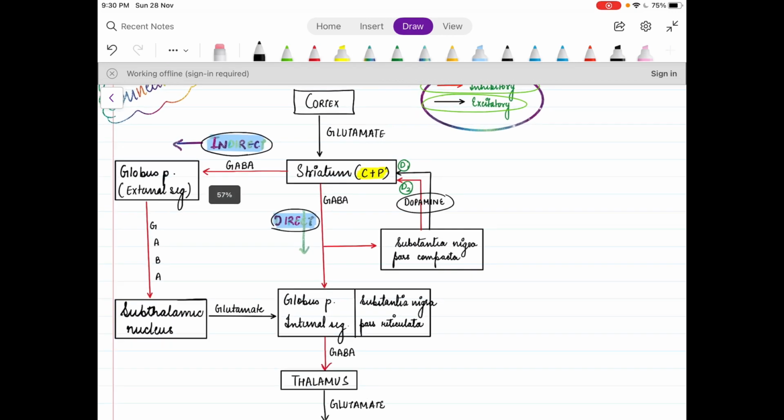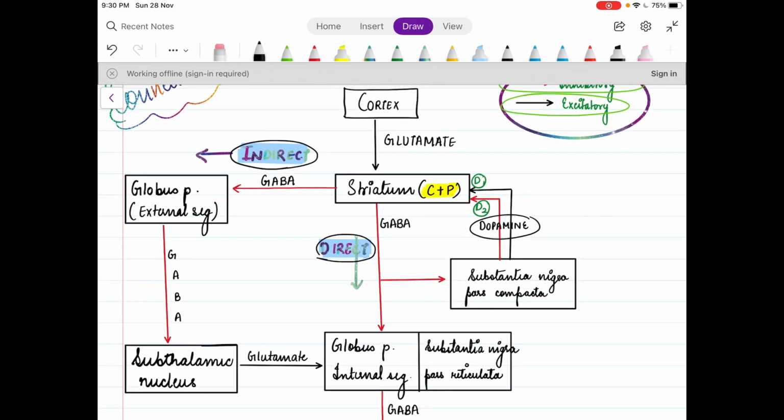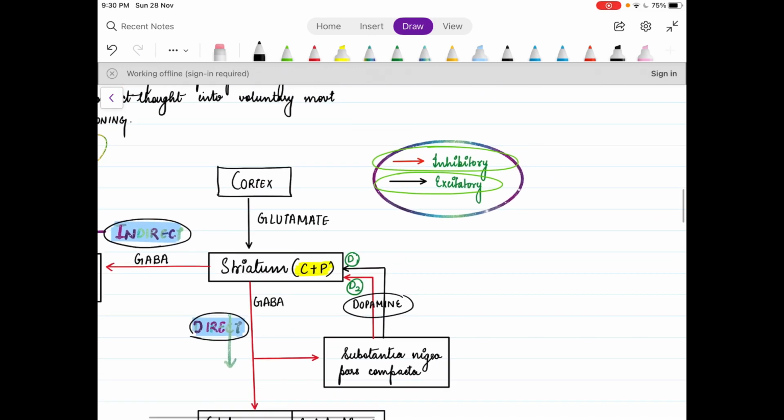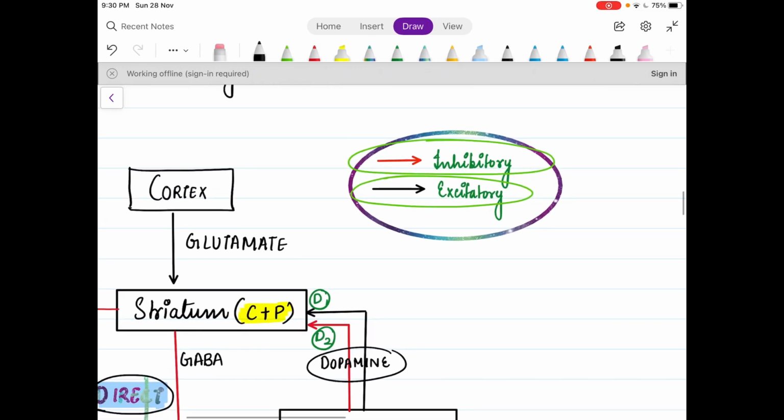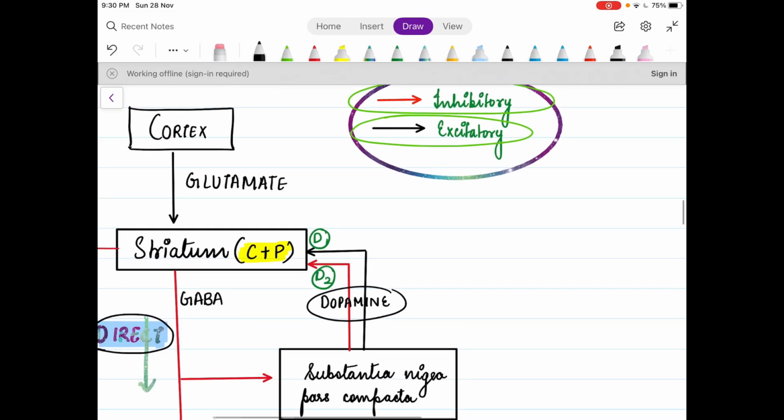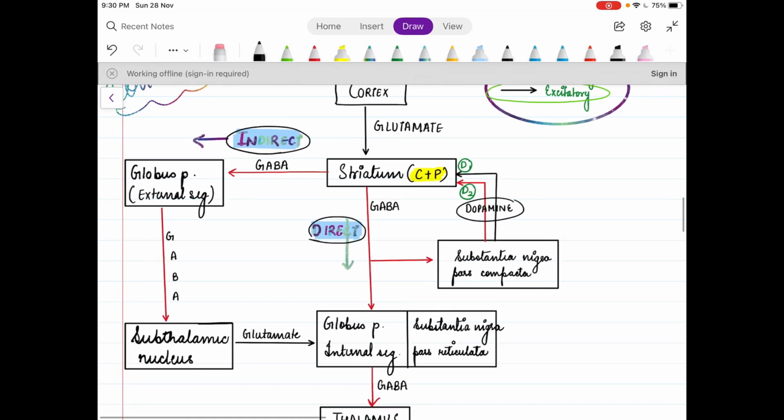It all starts when the cortex releases glutamate, which first of all stimulates the striatum. Here when I say striatum, I'm basically referring to the caudate and putamen and not the globus pallidus. In this key, wherever I have used a red arrow, it refers to an inhibitory response, and wherever I have used a black arrow, it refers to an excitatory response. Now, in the basal ganglia, starting from the striatum, we have two pathways: one is the direct pathway and the other is the indirect pathway. First, I am going to discuss the indirect pathway.